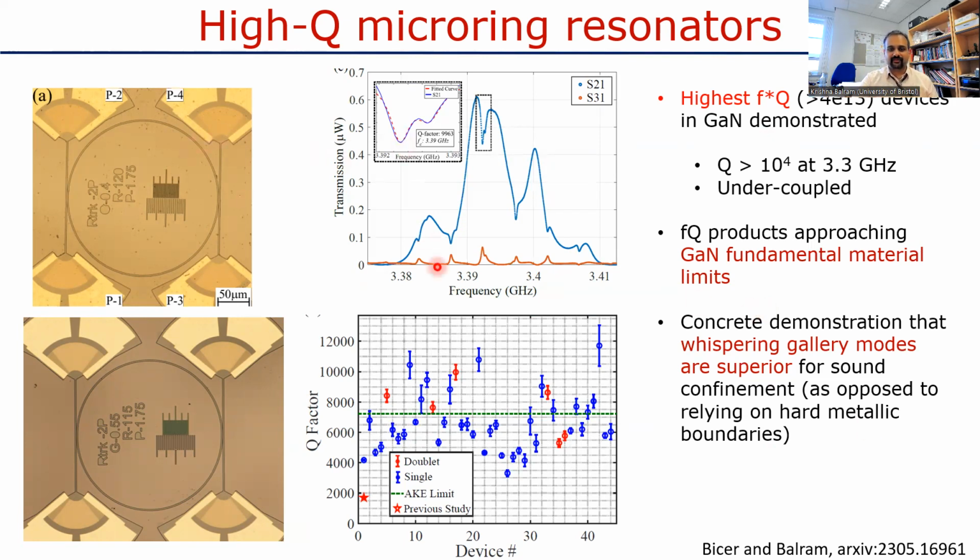So we have acoustic micro-ring resonators where the quality factor now exceeds 10,000 at room temperature. And this is done in a university clean room, so I don't even think we are near the limit. One interesting side note is that the Q in these devices is so high that it exceeds the fundamental Akhiezer damping limit of gallium nitride. Why this might happen, I have some theories about it, but this is not something we fully understand yet.